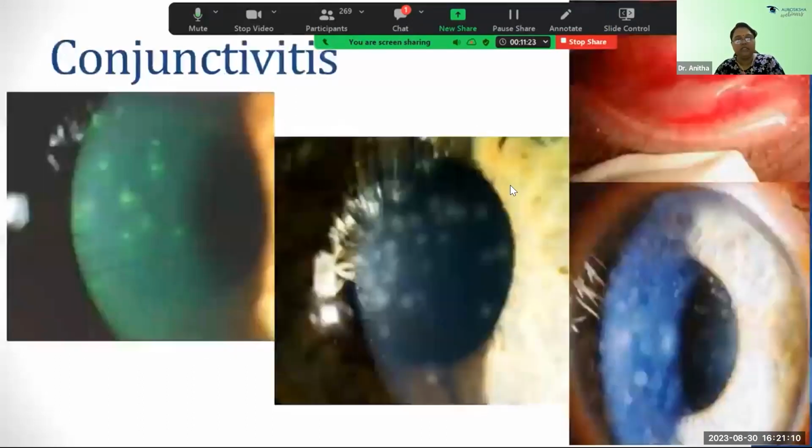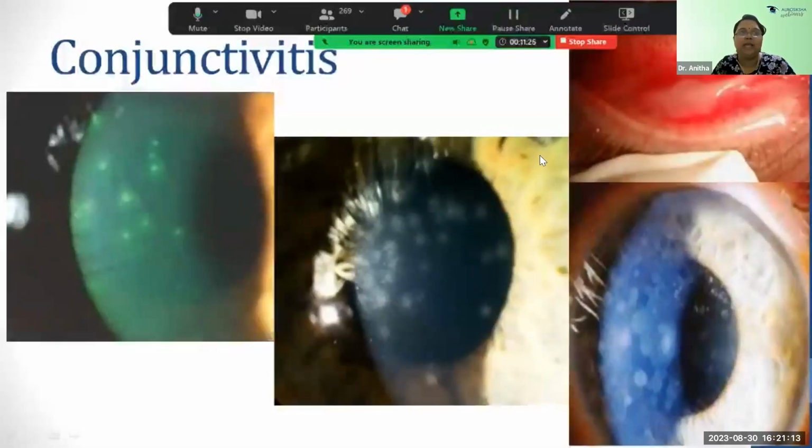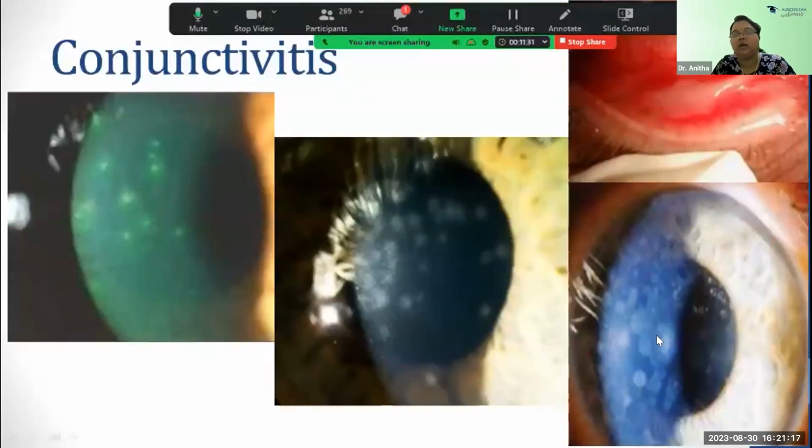Conjunctivitis, the big headache for us. Now the epidemic is already in the middle. We see so many patients, and why do some patients develop SPKs and a few patients don't develop SPKs? That all depends upon the immune response of the host. Nothing to do with our treatment.